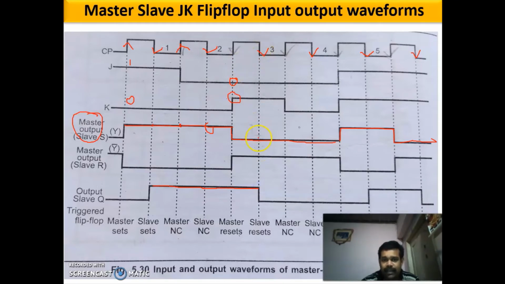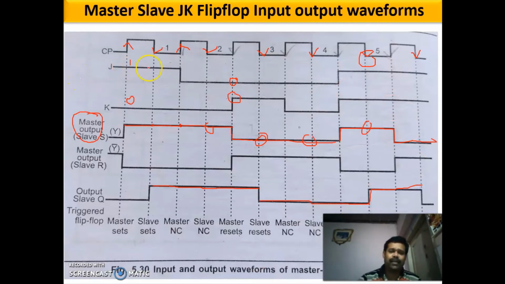So up to the next negative edge, the same 1 is the output. At the next negative edge, the value of Y is 0, so the output Q is 0 till the next negative edge. At the next negative edge, the value of Y is 0, so again the output is maintained at 0 up to the next negative edge. At the next negative edge, the value of Y is 1, so the output Q becomes 1 till the next negative edge. This is how to draw the timing diagram.